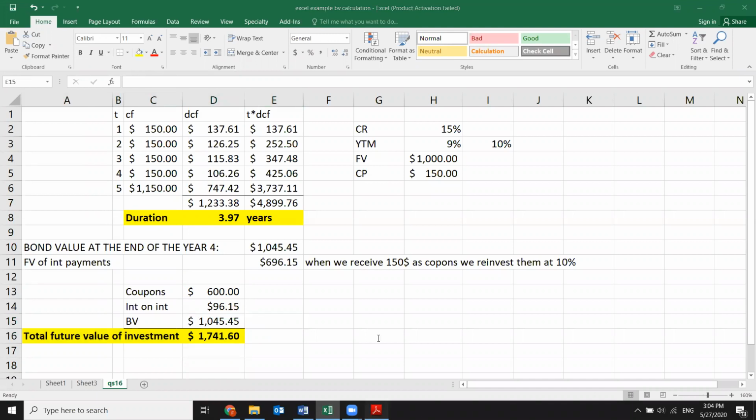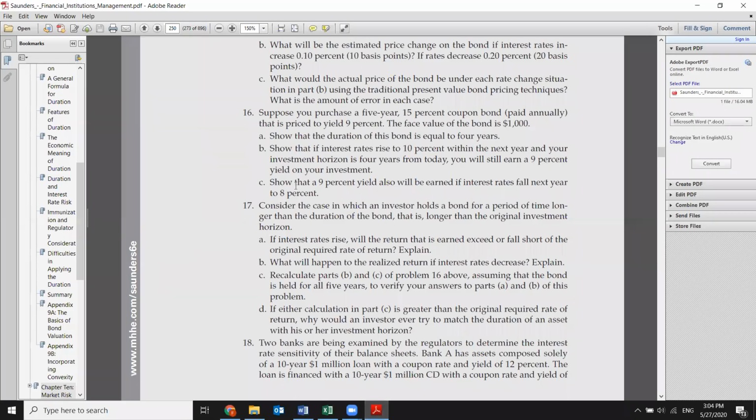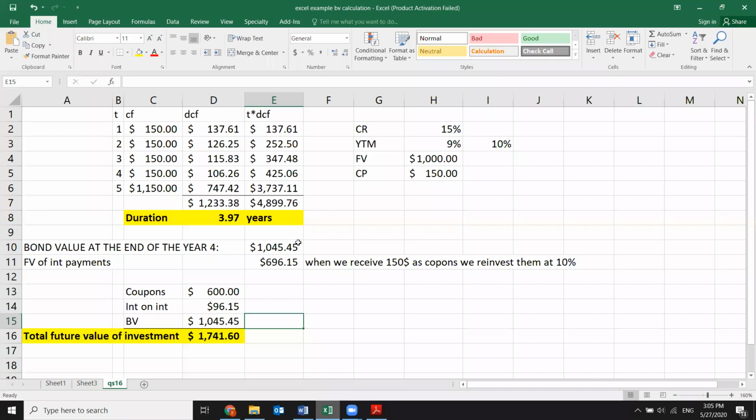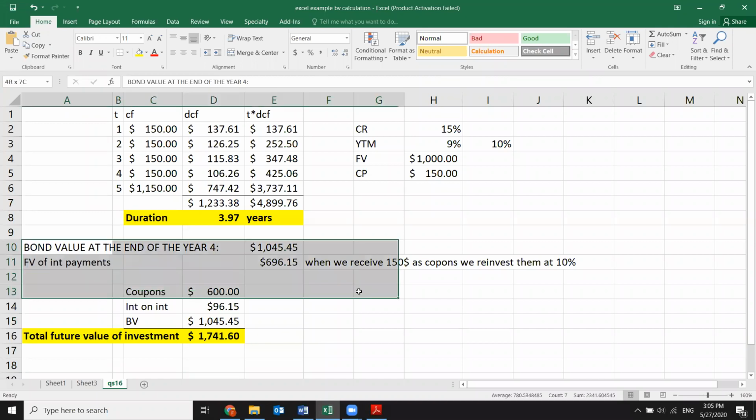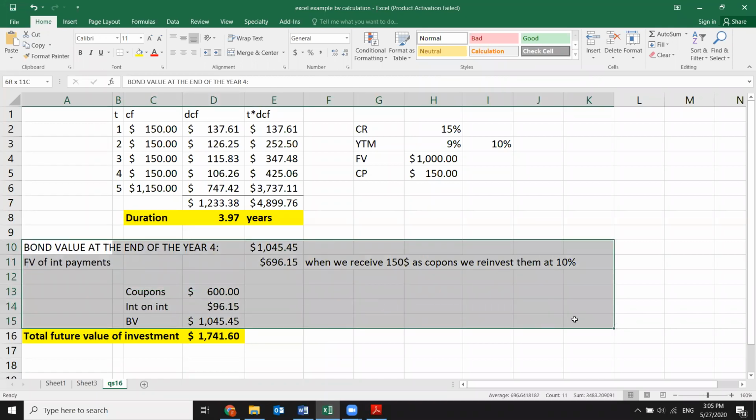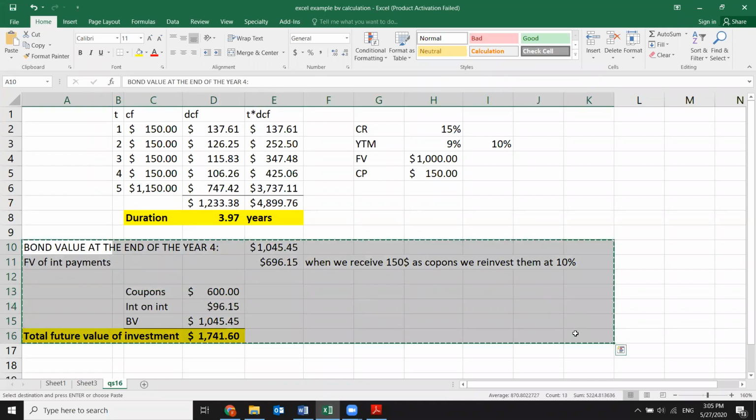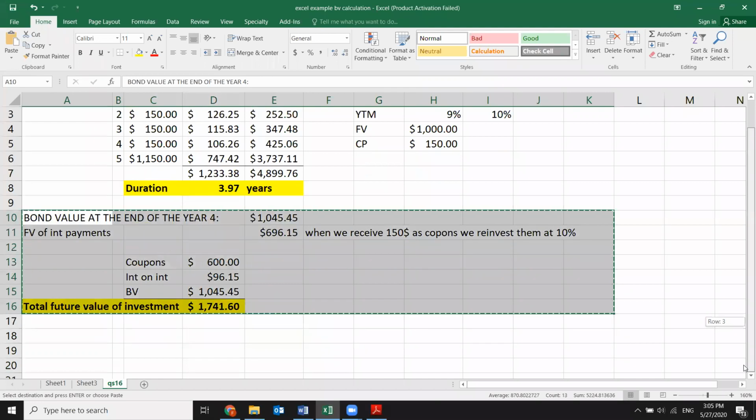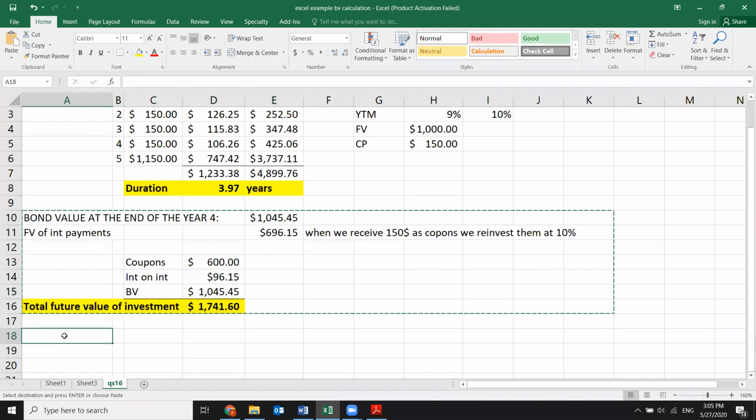Okay, let's proceed with the question. Show that 9% of yield also will be earned if interest rate falls the next year to 8%. So what will happen if the same thing happens, if it does not increase the interest, but it is reduced to 8%? What will be the total future value? So the same condition should be here.